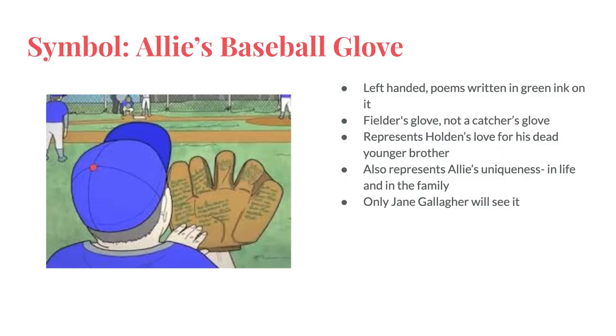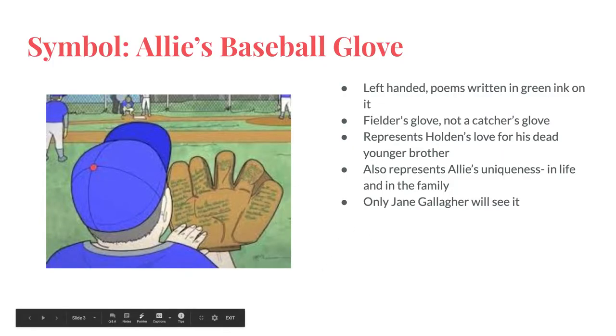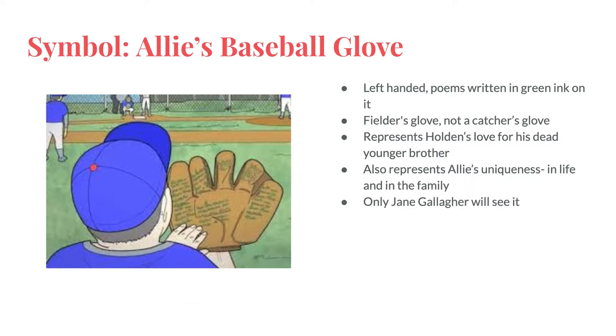Another symbol we have already seen, but maybe we haven't talked about, is Allie's baseball glove. It is described as left-handed, it's smaller in size, and Allie wrote a bunch of poems in green ink all over it so that when he was standing out on the baseball field, he wouldn't get bored. We will find out later that the only person Holden has ever shown this glove to is Jane Gallagher.